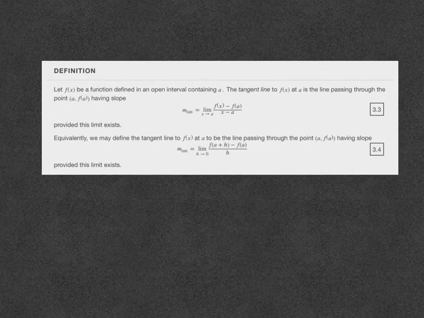All right, now to start out this next slide, we have the formally stated definitions that I already wrote down previously. If I have a function that's defined over an open interval containing a, then the tangent line at the point a is the line that passes through the point a, f of a, and it has this slope. It's the limit as x approaches a of f of x minus f of a over x minus a, provided that limit exists. Or the other interpretation is the limit as h approaches 0 of f of a plus h minus f of a over h. We refer to these as 3.3 and 3.4.